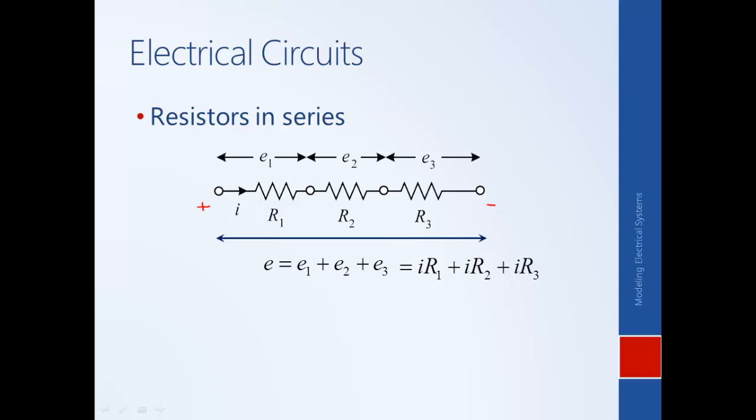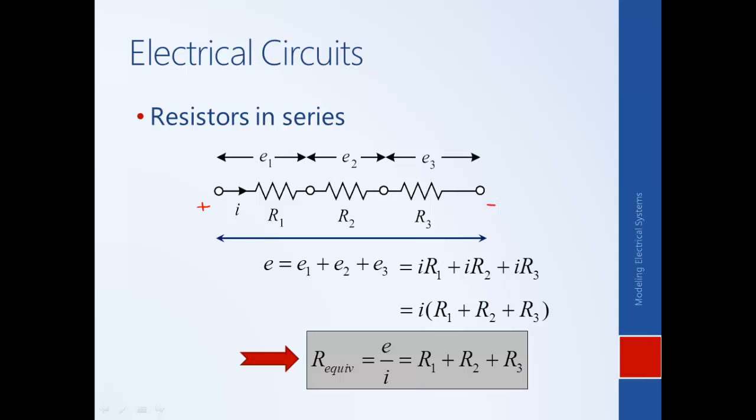The fact that the currents are all equal means that we can factor them out, and then we can represent this equivalent resistance as the voltage across all three resistors divided by the current through all three resistors. So using Ohm's law again, we can divide this I to the left-hand side, and we get that the equivalent resistance is E divided by I, which is equal to the resistances summed together. So in summary, the equivalent resistance of resistors in series is just the sum of the individual resistances.